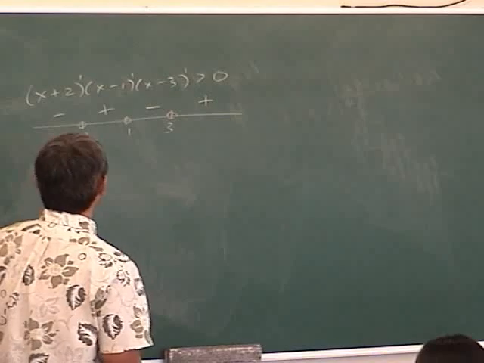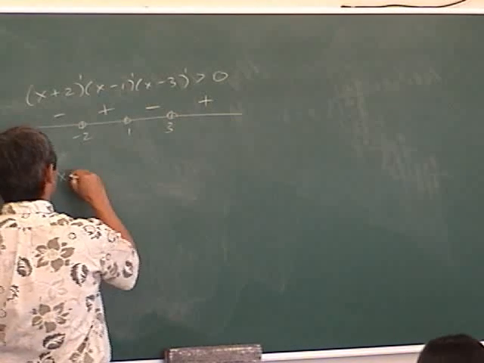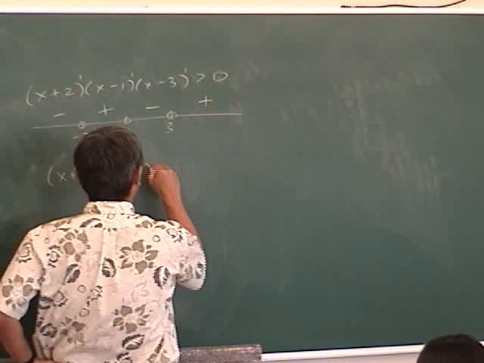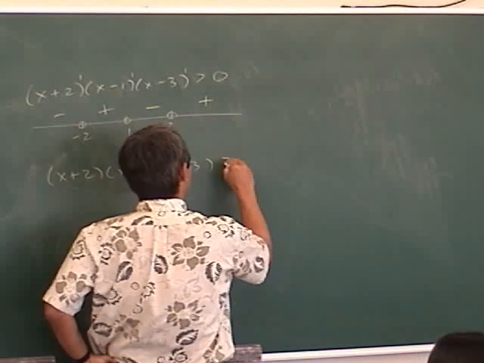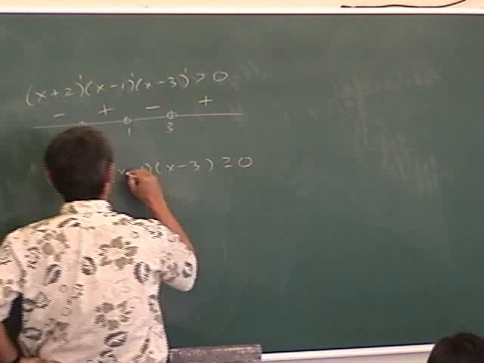Okay, let's put some powers on here and see what happens. Let's make it greater than or equal to 0, and let's put a square on one of these. Which one?